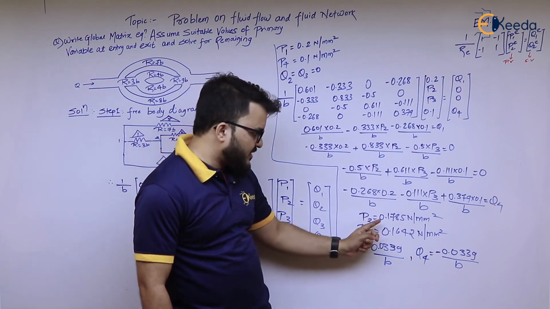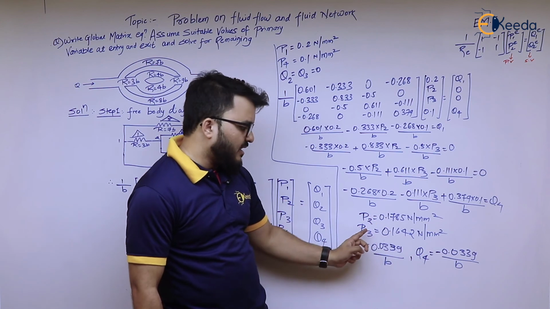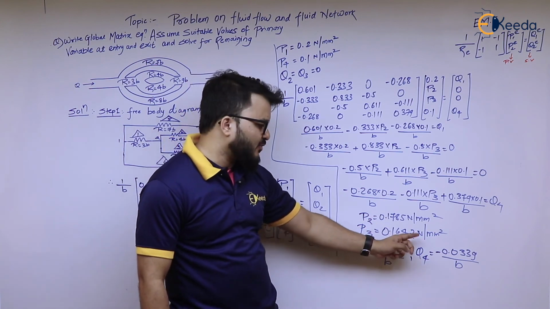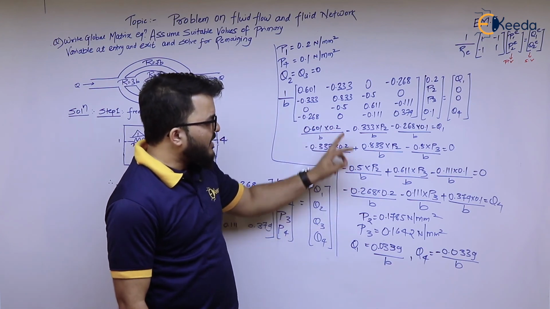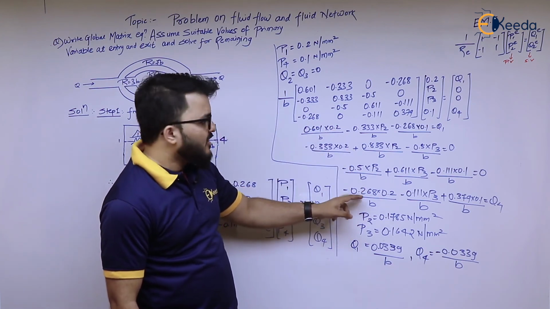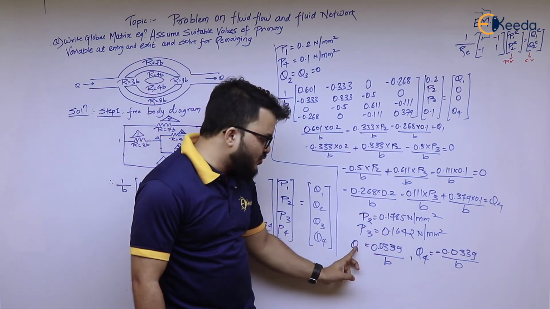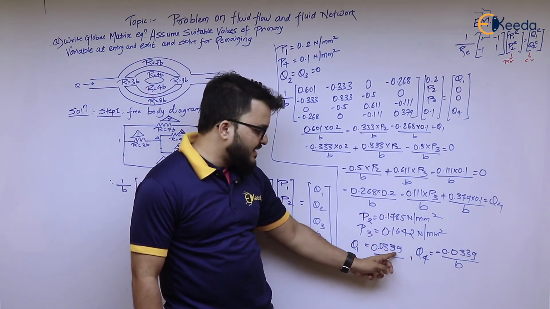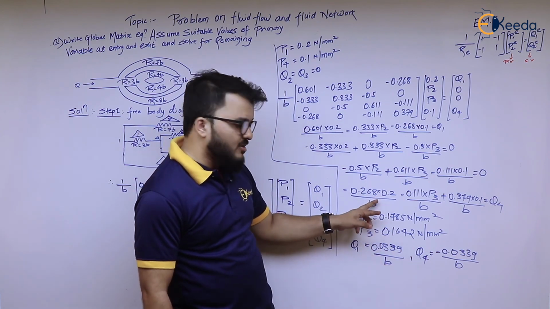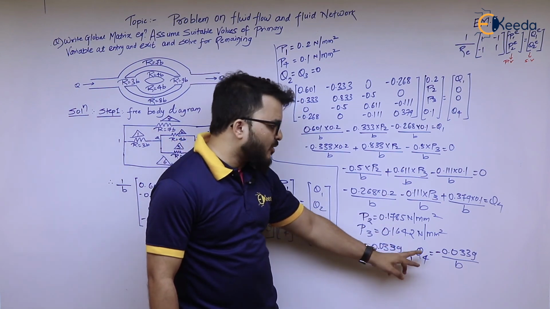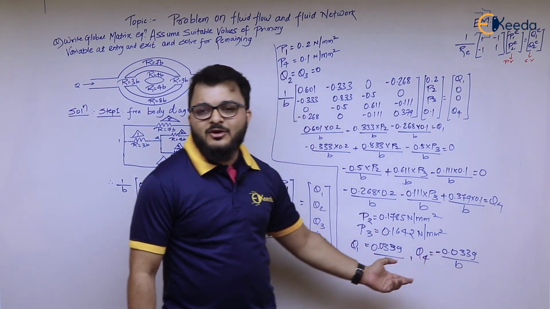P2 is 0.1785 and P3 is 0.1642. Now I will put P2 and P3 in equation number 1 and equation number 4 respectively. If I put the P2 value in equation number 1, I will get Q1 as 0.0339 upon B, and if I put P3 in equation number 4, I will get the value of Q4 in terms of B. This B is any constant.